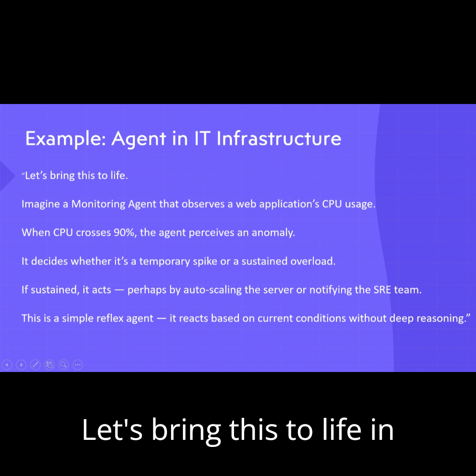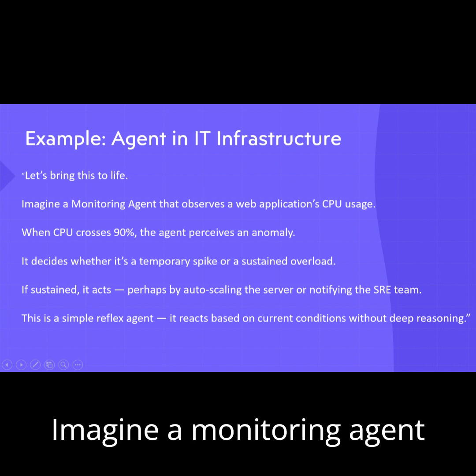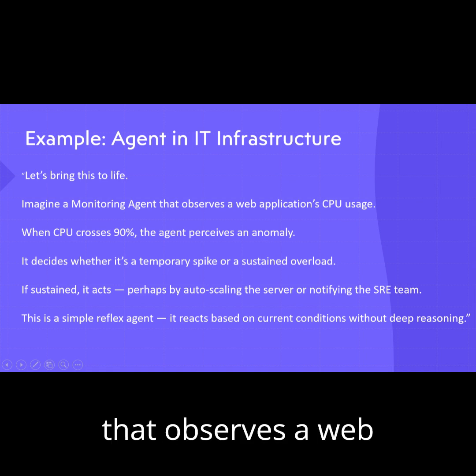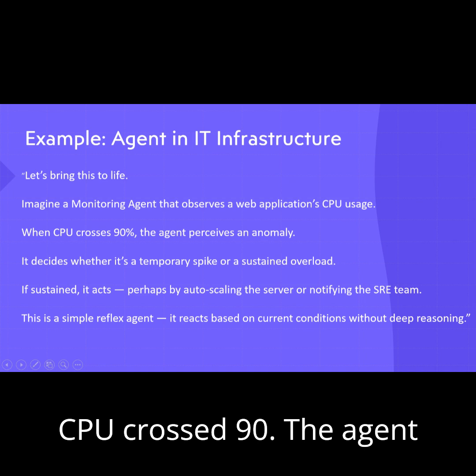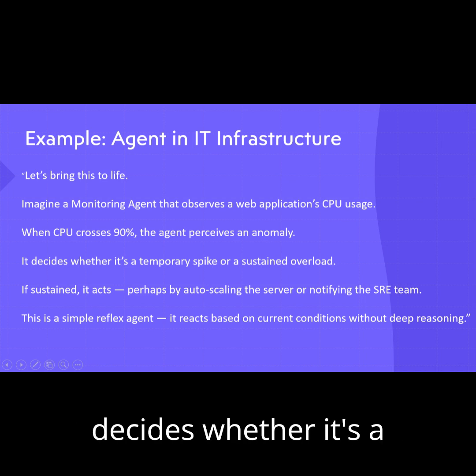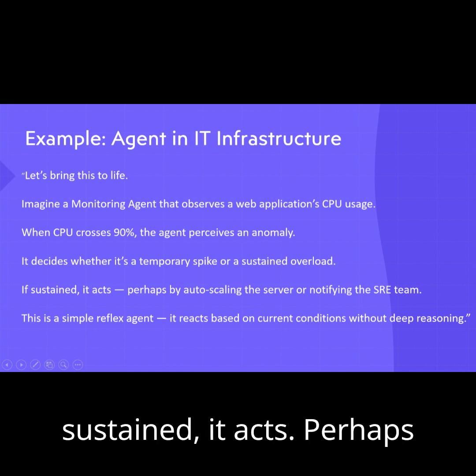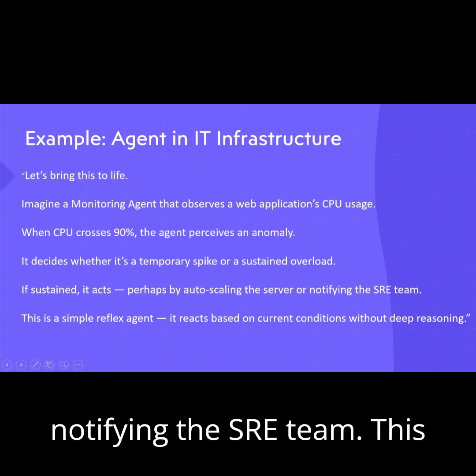Let's bring this to life in the context of infra support. Imagine a monitoring agent that observes a web application's CPU usage. When CPU crosses 90%, the agent perceives an anomaly. It decides whether it's a temporary spike or a sustained overload. If sustained, it acts, perhaps by auto-scaling the server or notifying the SRE team.